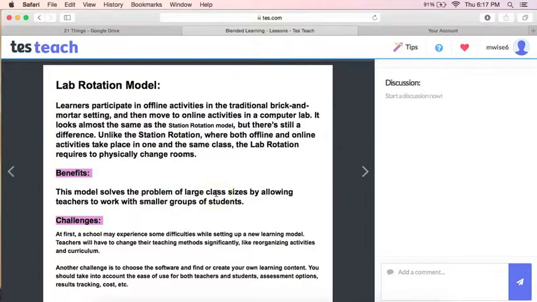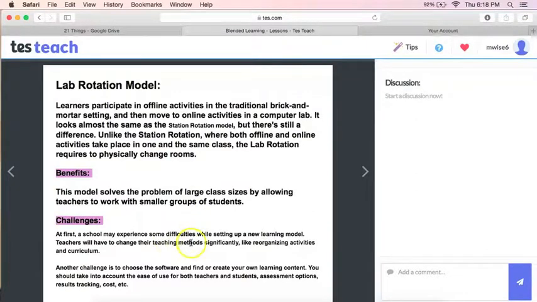Looking at the lab rotation model, some of the benefits are that this model solves the problems of large class sizes by allowing teachers to work with smaller groups of students. But the challenges are, at first, a school may experience difficulties while setting up a new learning model. Teachers will have to change their teaching methods significantly, like reorganizing activities and curriculum.